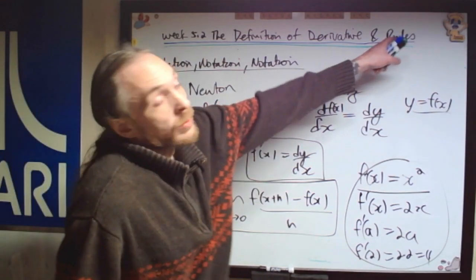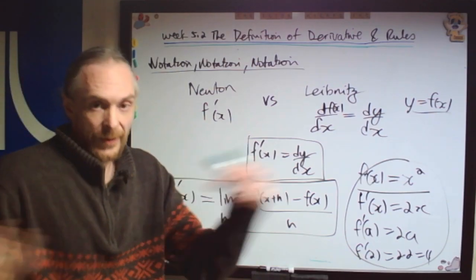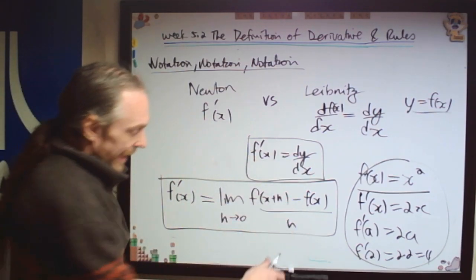Now let's do some of the rules. What the rules are going to say is if you know the derivative of a couple functions, I can use formulas to do derivatives of horrible algebra. That's what we're going to get at.